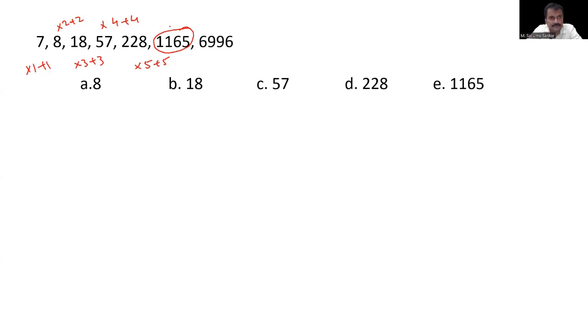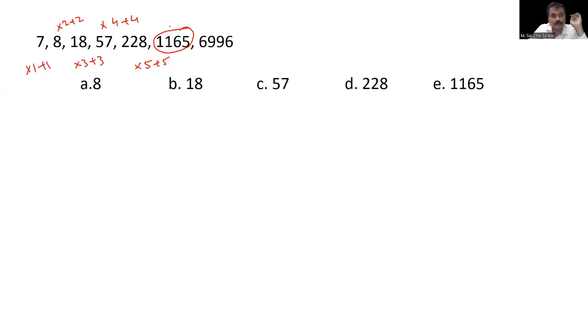Is it clear? Here 7 into 1 plus 1. Next 8 into 2 plus 2. And next 18 into 3 plus 3. Now, etc. So what is the answer? The answer is 1165, which is the required answer. Is it valid? Just observe. 7 into 1 plus 1. 8 into 2 plus 2. 18 into 3 plus 3.